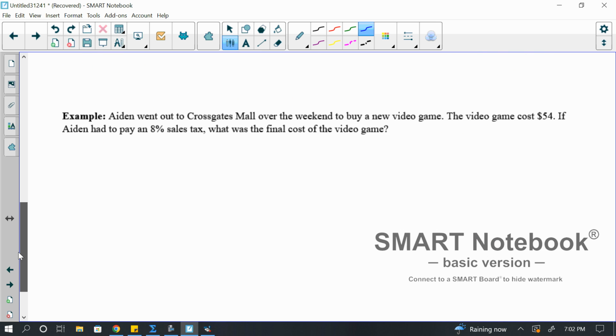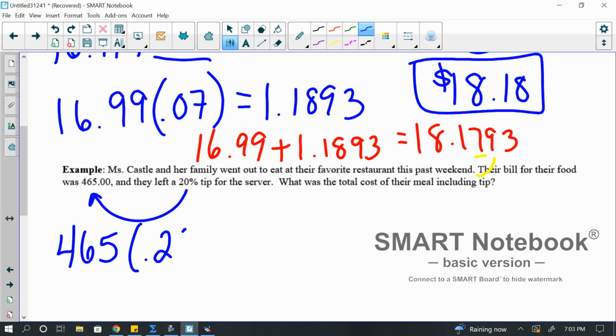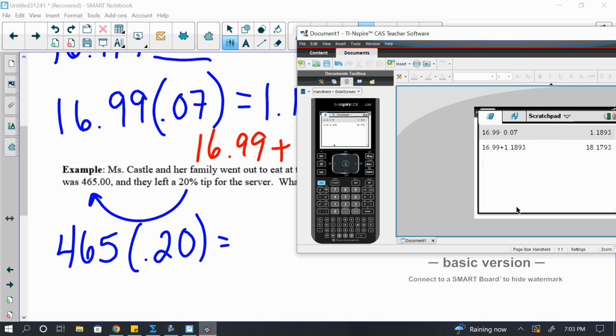All right, let's try two more here. Miss Castle and her family went out to eat at their favorite restaurant this past weekend. Their bill for their food was $465. That's an expensive meal. And we left the server 20% tip. What was the total cost of their meal, including the tip? So we have to find 20% of our total, and that's the tip. So $465 times 0.20, right? 20% as a decimal. We move it over twice. I have no idea what that is, so I'm going to go to my calculator.